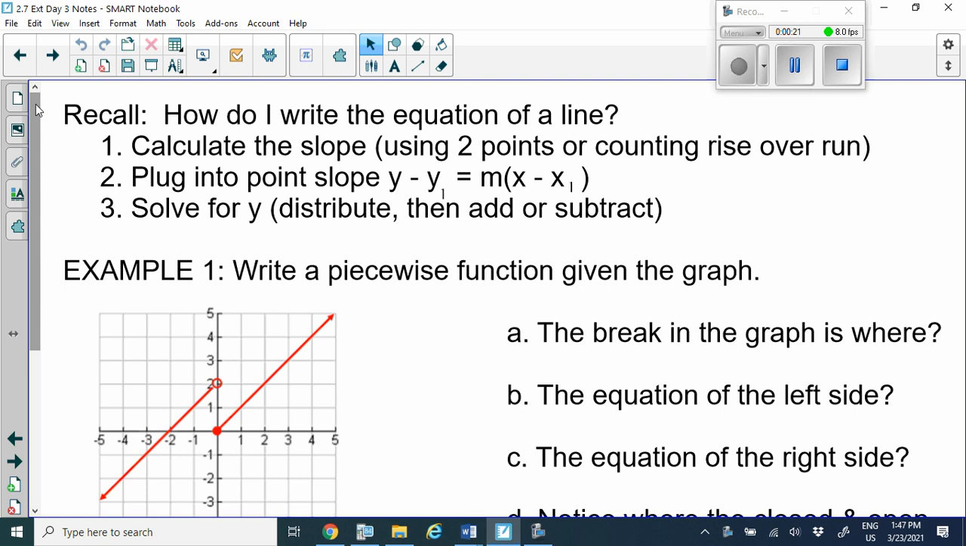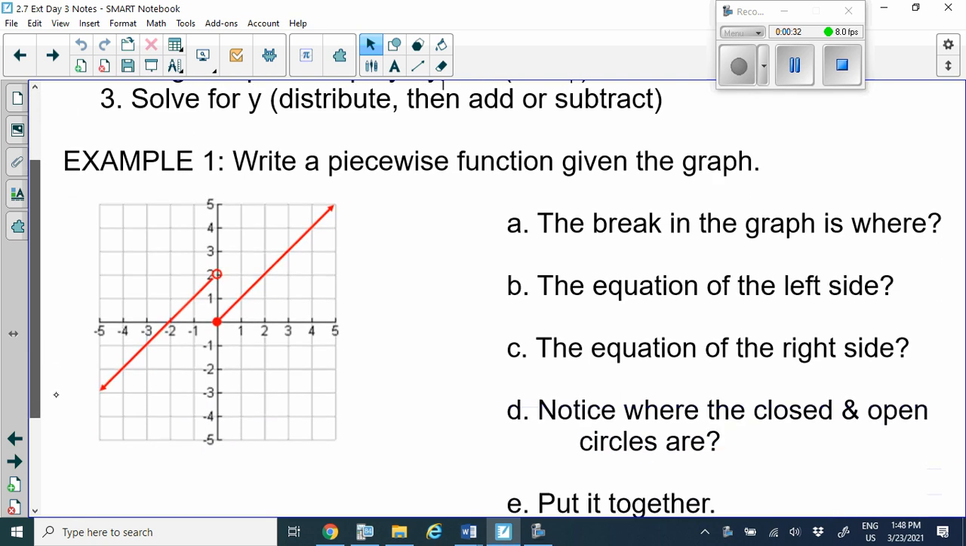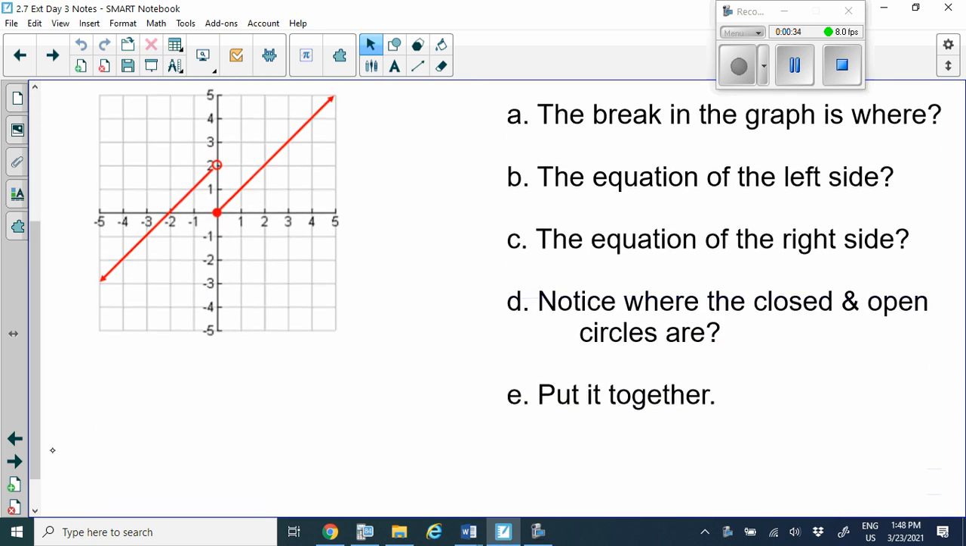Now we have actually talked about how to write a linear equation with restrictions. So we're doing the same idea, but now we're going to have multiple linear equations. The questions you see on the side, we're going to be answering those when we actually write the equation here. Now, the first thing is formatting for a piecewise function.